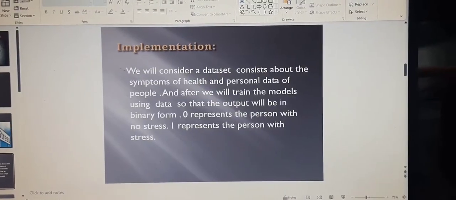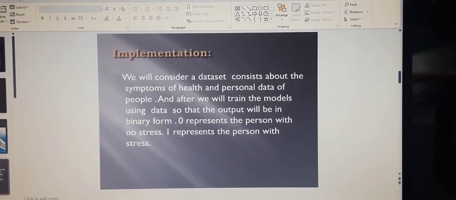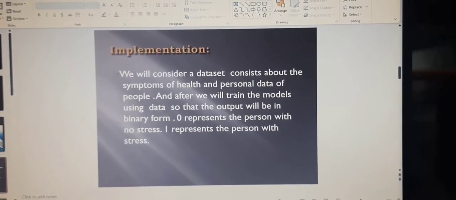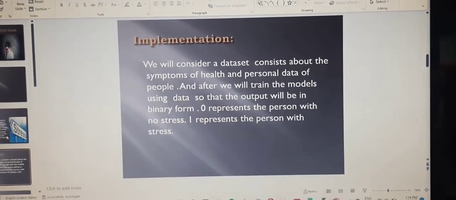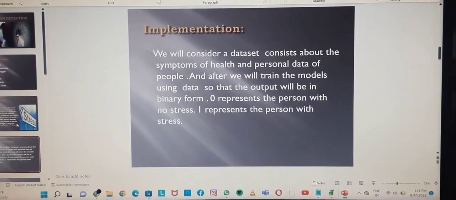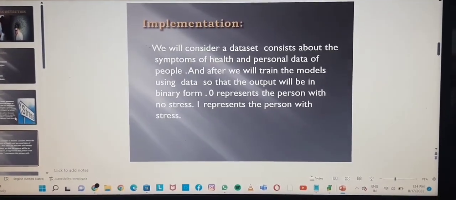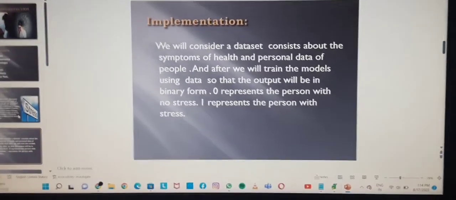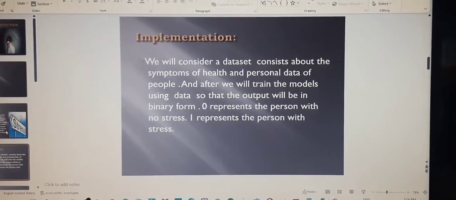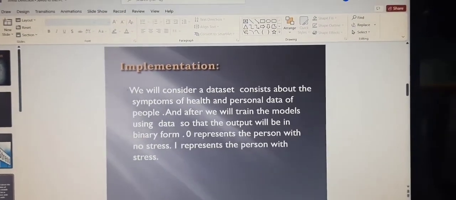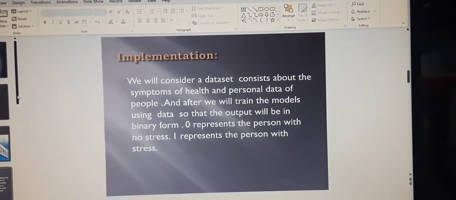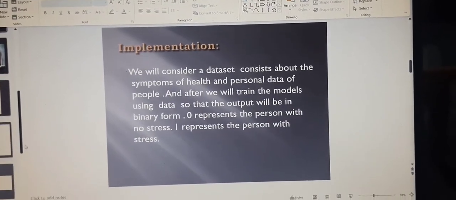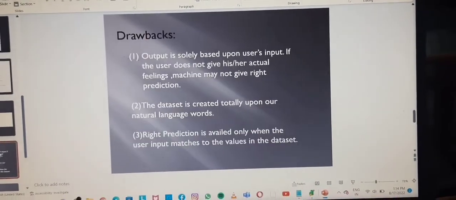Here we are going to find out whether the user is suffering from stress or not by their inputs, and if they're suffering from stress, we are going to find out by asking a few queries so that the user can detect it, take necessary precautions and be out of it. So I think this will be helpful for many people, but we also have a few drawbacks in this model.